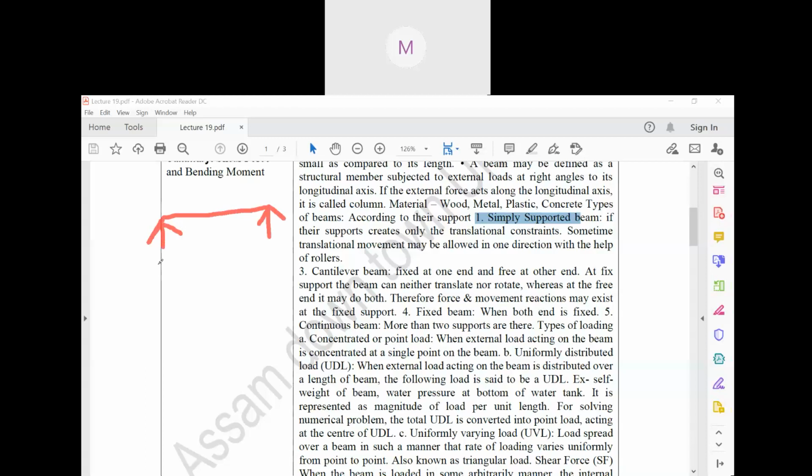Now in this simply supported beam, this one and this one, these two are the supports. And the load is placed like this. So the beam is simply supported here. Just remember that.